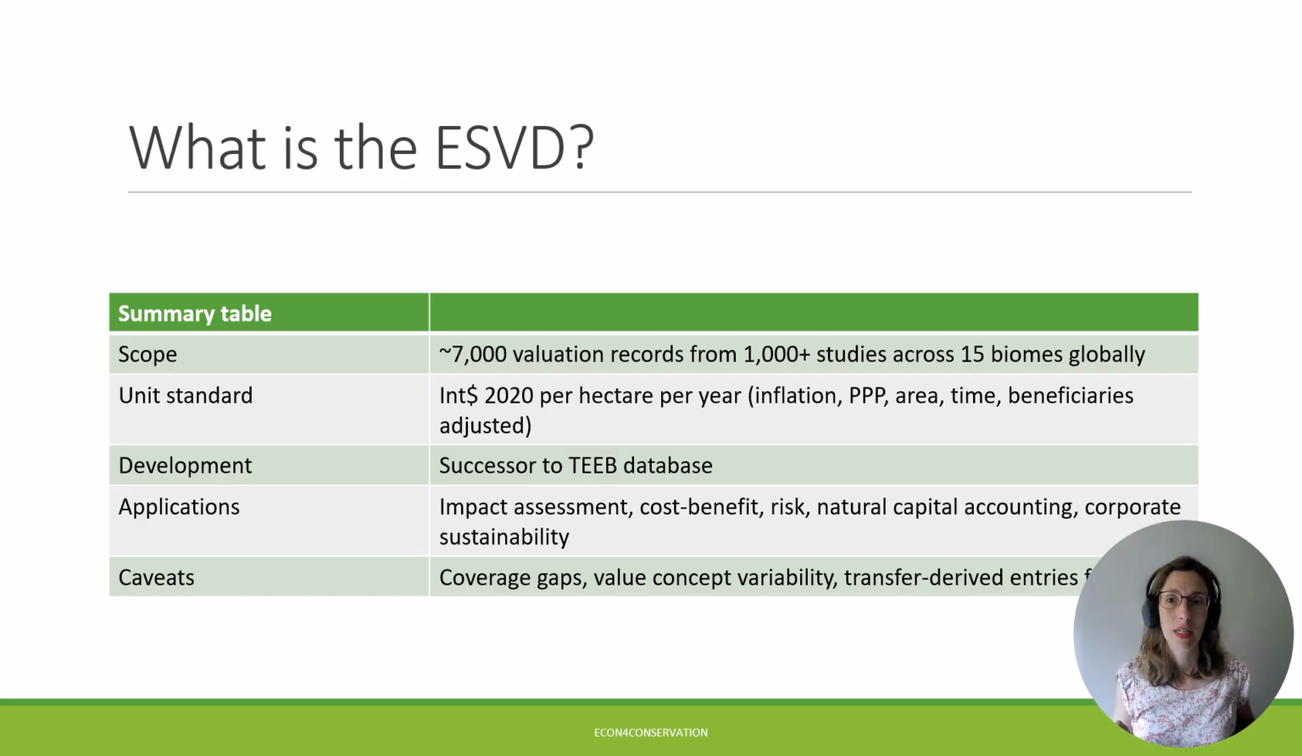The ESVD is a curated, peer-reviewed database that brings together over 7,000 valuation records from more than 1,000 studies covering 15 major ecosystem types. The ESVD was created to provide credible numbers to inform conservation and development decisions, make ecosystem valuation more accessible and consistent, and help decision makers understand the economic trade-offs of land use, policy change, or restoration projects.